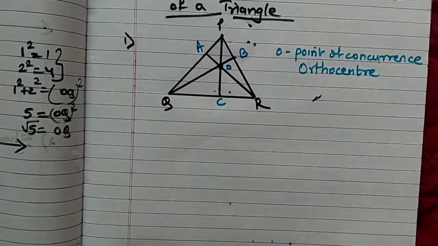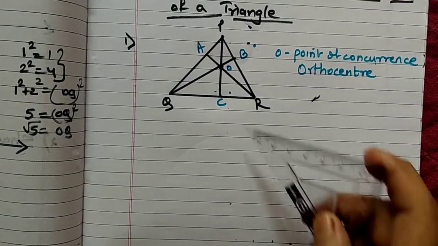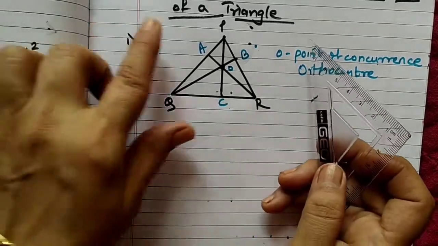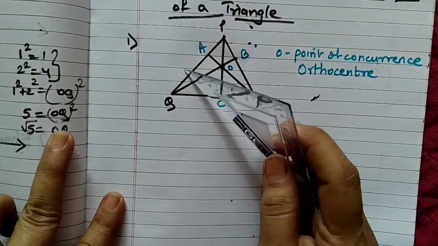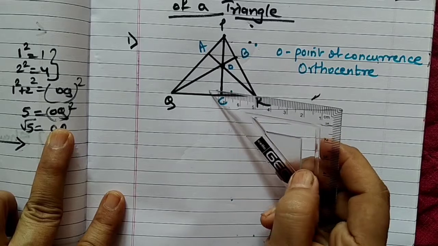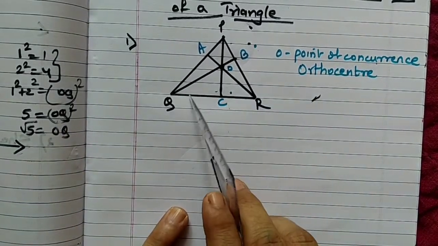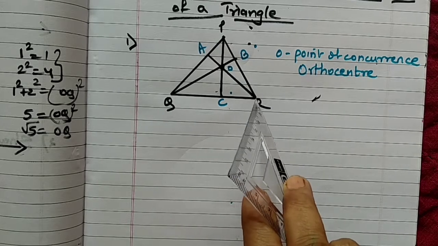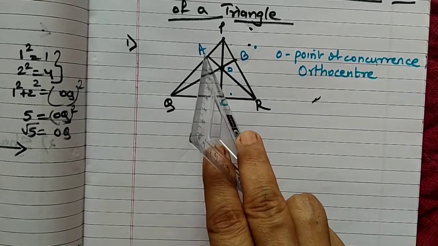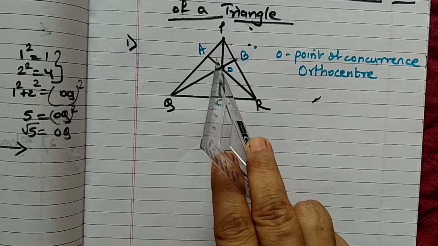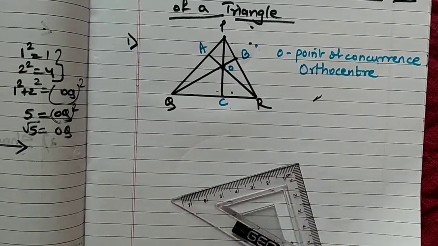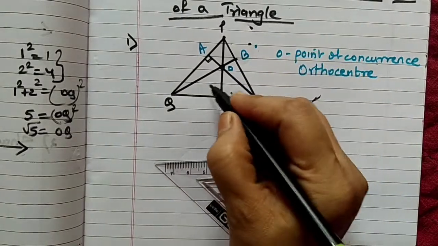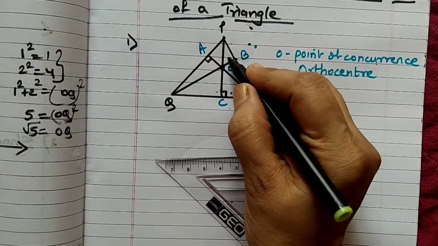So again I'll explain how we did this construction. First we drew an acute angle triangle. You don't have to measure when each angle is less than 90, then it will be an acute angle triangle. Then we have to draw the altitude, that is the segment from any vertex to the opposite side, but it should be at 90 degrees or perpendicular. So we also have to mark the perpendicular like this to show that it is 90 degrees.